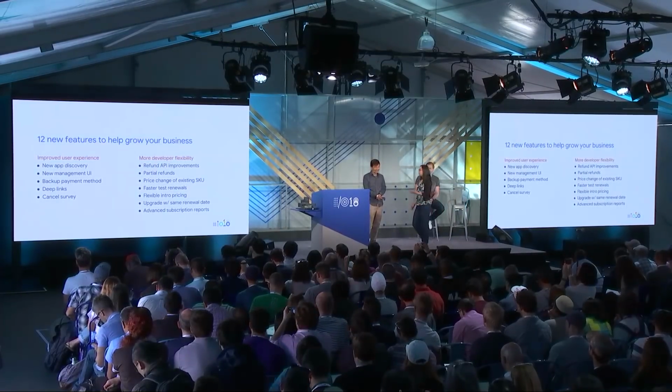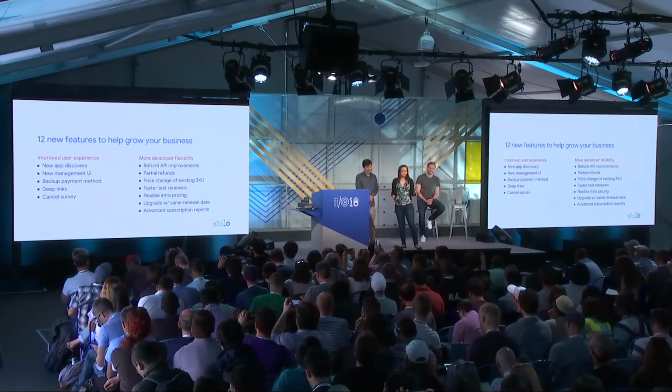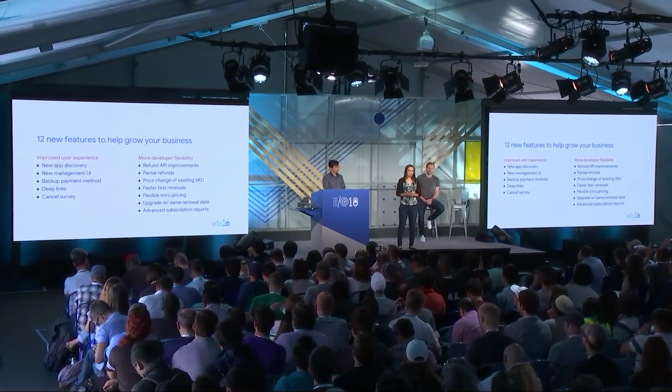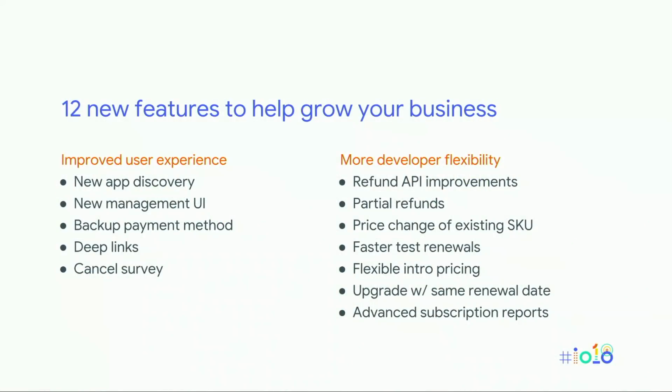All right, thanks, Larry. I think my brain hurts from trying to remember all those new features you just covered. So let's just recap. We've launched 12 new features in total, both for users and for developers. On the user side, we've created a better user experience with the new Subscription Center, including app discovery, backup payment method, new deep linking, and a cancel survey. For the developer, we're giving you a ton more flexibility, including improved refunds, ability to change SKU prices, and advanced reporting, and more.